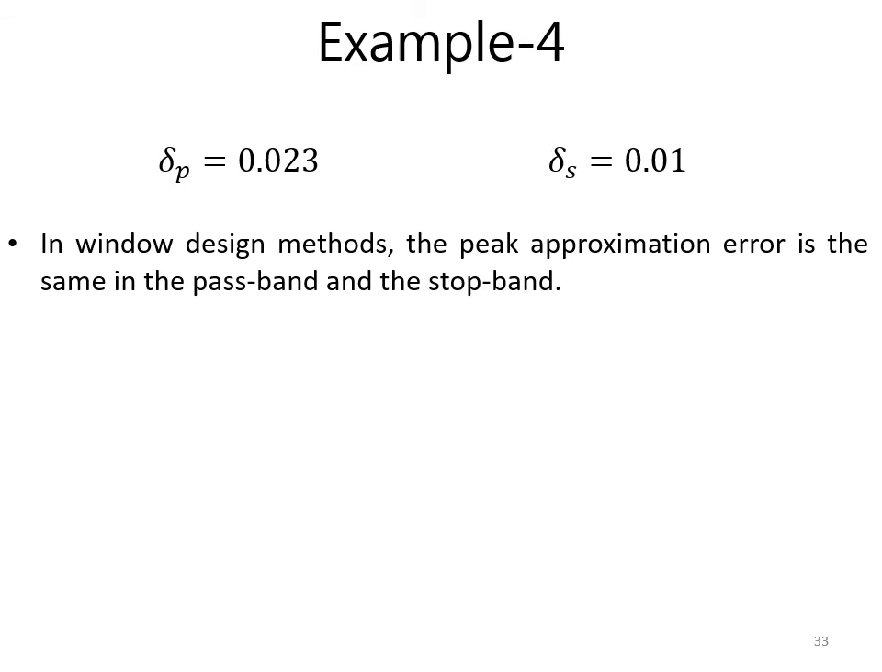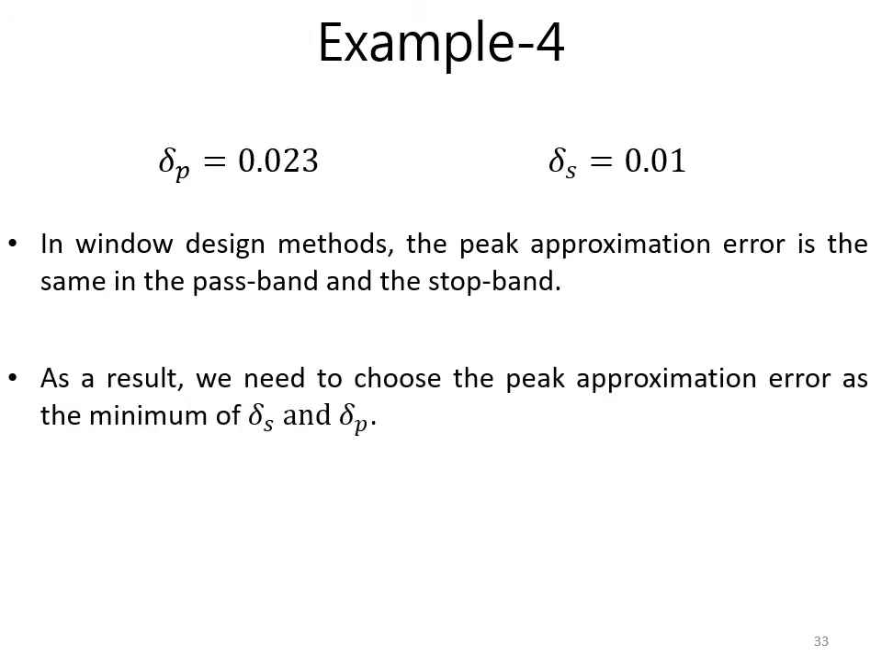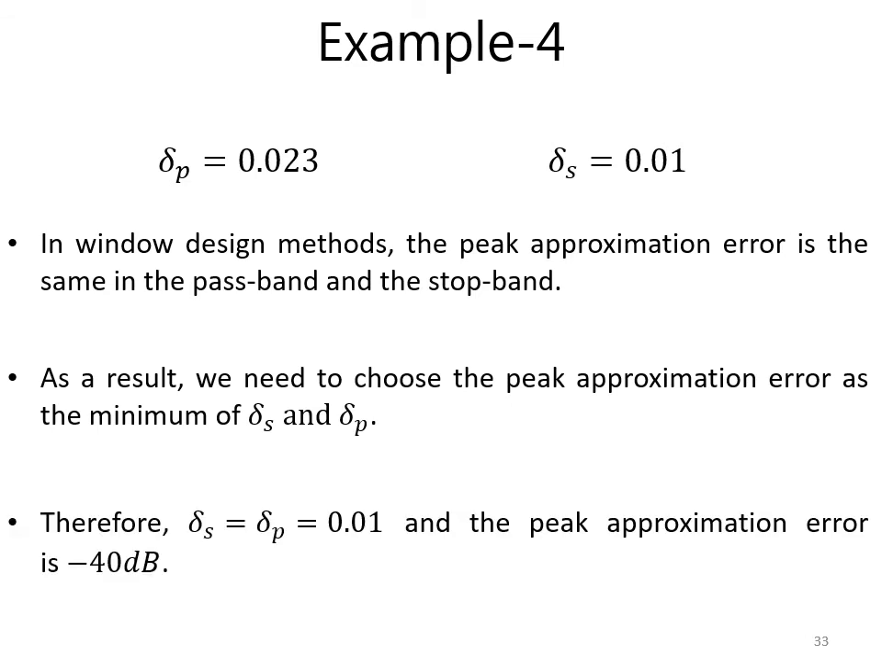And as I told you, in the window design method they have to be the same, right? So we have to choose the minimum of these two, which is 0.01, right? So delta S is equal to delta P equal to 0.01. So since it is minimum, it would fulfill both the requirements. So the peak approximation error is now minus 40 dB. So we have to choose the window function that fits this requirement.